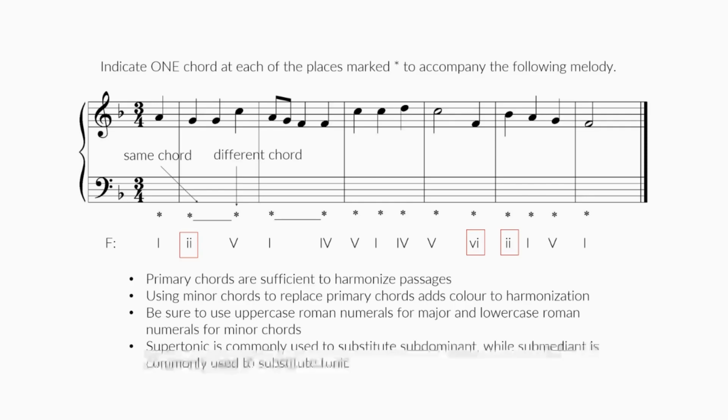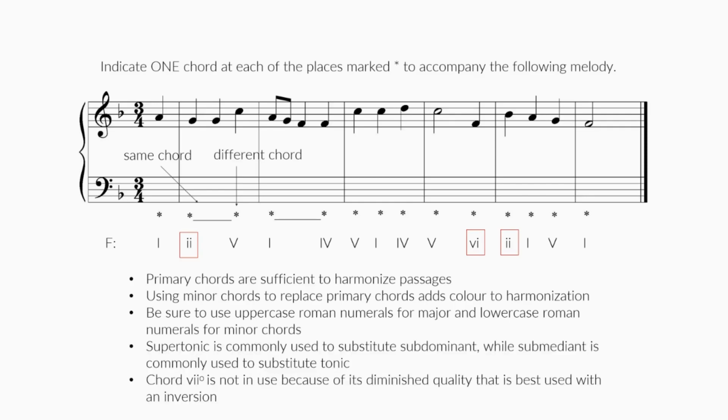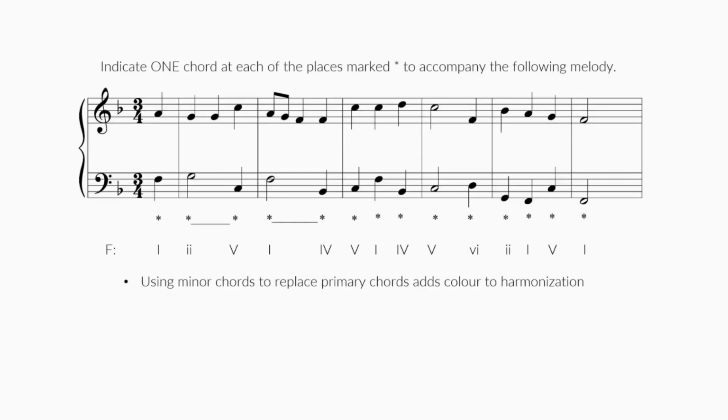This is because they belong to the same functions. You'd also see that chord 7 diminished is not in use because of its quality that is best used with an inversion, so we avoid it for now. Now I've only managed to use some minor chords, but I haven't used any inversions yet.